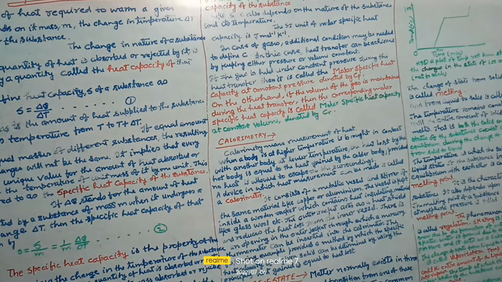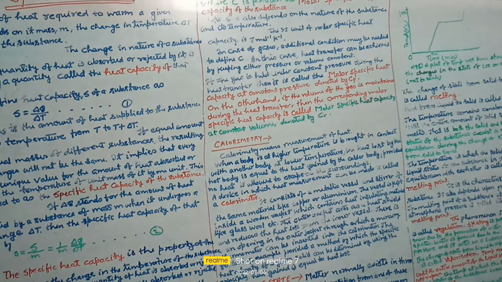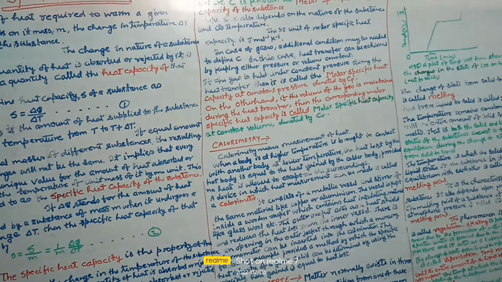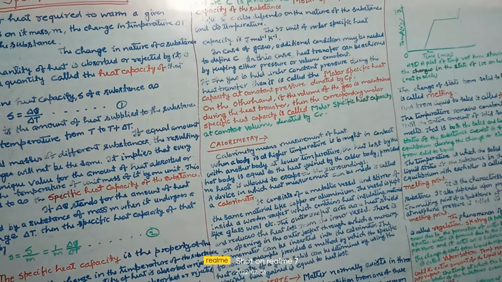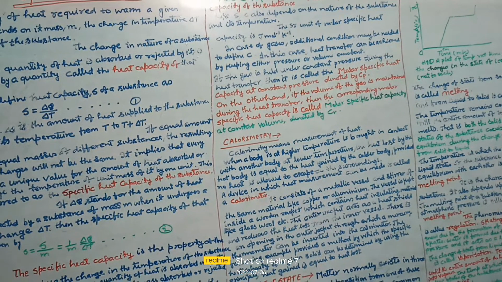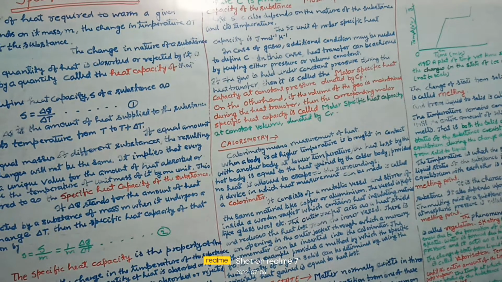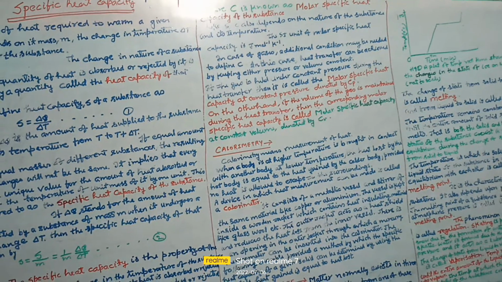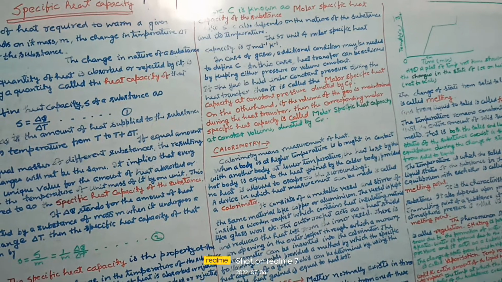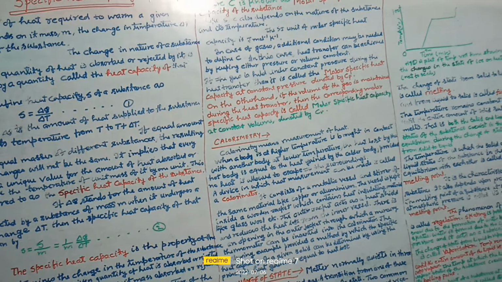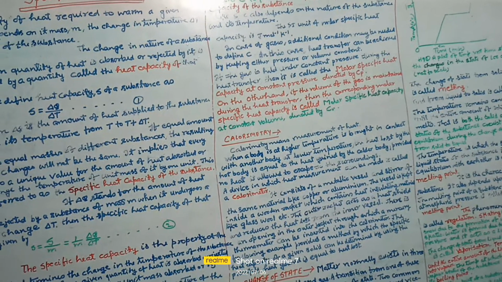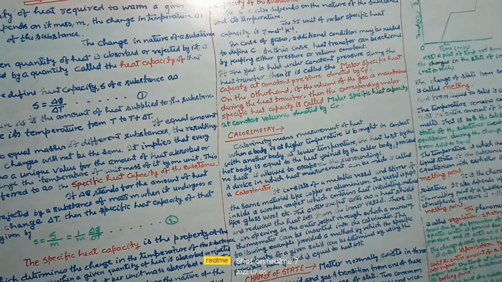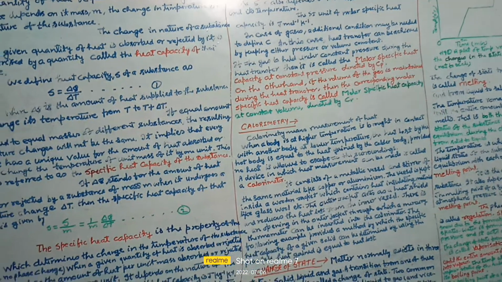In case of gases, additional conditions may be needed to define C. In this case, heat transfer can be achieved by keeping either pressure or volume constant. Then it is called molar specific heat capacity at constant pressure, denoted by Cp, and molar specific heat capacity at constant volume, denoted by Cv.